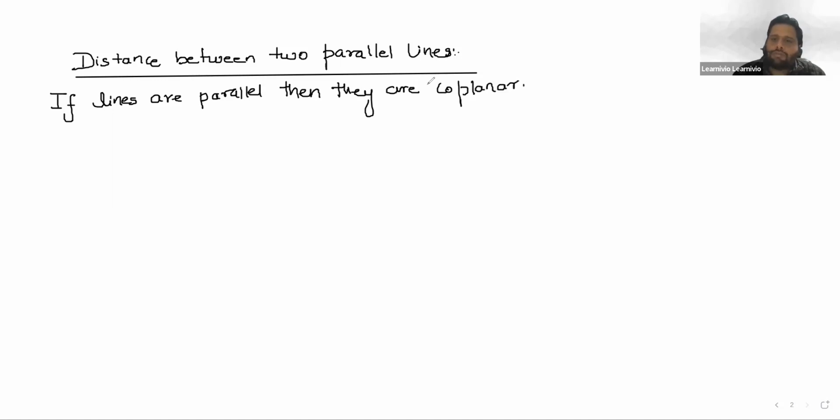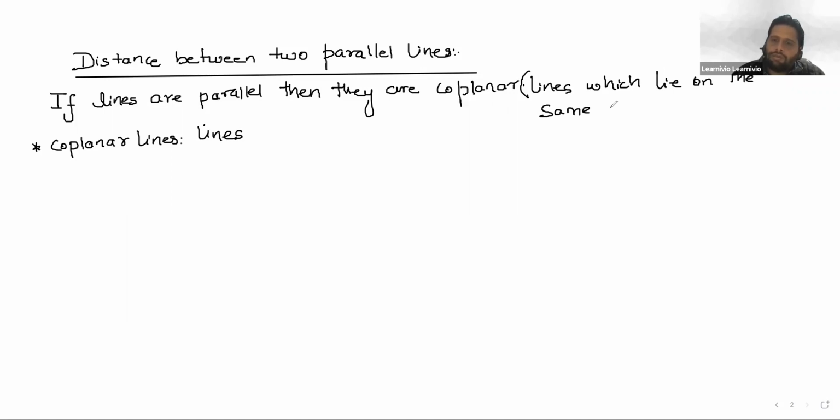What are coplanar lines? I will write here. Coplanar lines. Lines are said to be coplanar, or I will write here only. Okay. Lines which lie on the same plane. So if lines are parallel, then they are coplanar. Coplanar means they lie on the same plane.